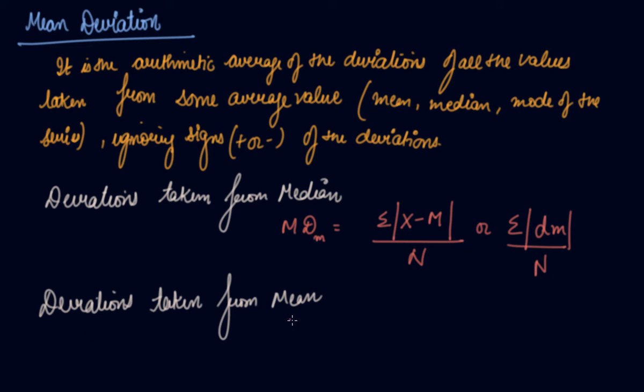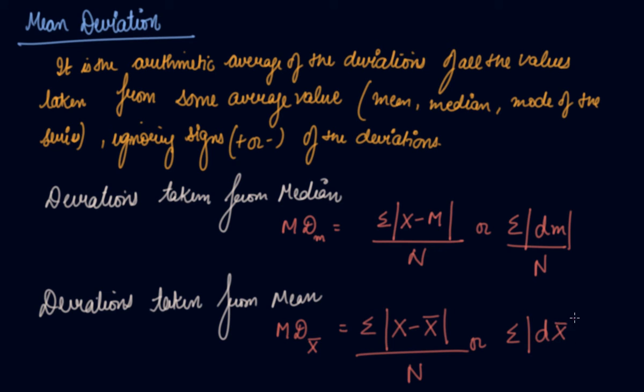And if you have the deviation taken from mean, you need to find out the mean deviation from the deviation taken through mean. You will calculate the mean of the series, then you will take the deviation of x minus x bar, you will do the sum, divide by number of observations. Or you will do summation of deviation from the x bar divided by the n. So you use basically median or mean to calculate the mean deviation.